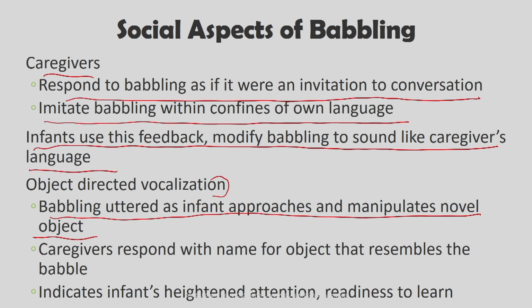So, when an infant touches an object, the parent responds by naming the object with a word that matches the babble. The point here is that the parent responds to the babbling by producing a name of the object that the infant is touching or manipulating, which matches the vowel and the babble that the child is doing, and that's very important. Now, infants who receive this kind of feedback have larger vocabularies than infants who don't get this kind of feedback.